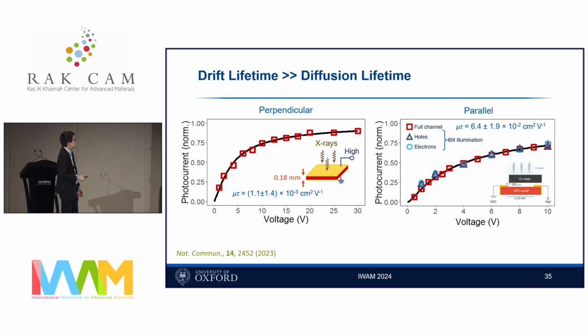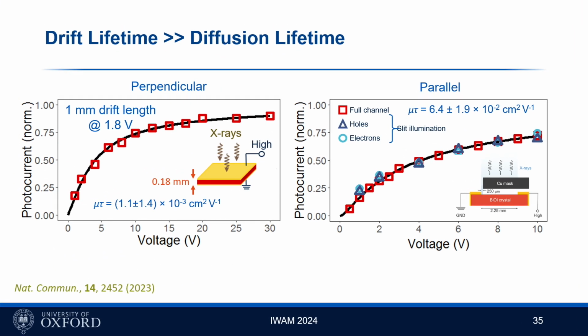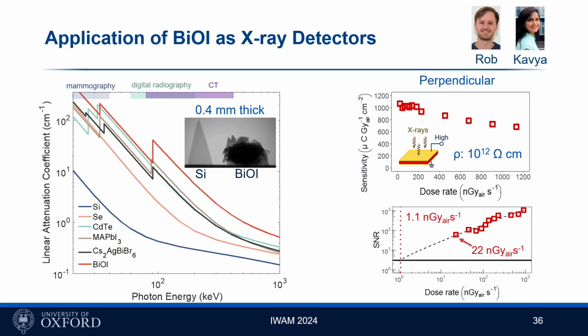So I don't really have time to talk about this in detail, but what this means is that by applying a very small field, we can rip away the charge carriers from the renormalization of the lattice and achieve quite long drift lengths. And that means that this material is quite promising for applications which are drift-driven rather than diffusion-driven. And that includes radiation detectors.